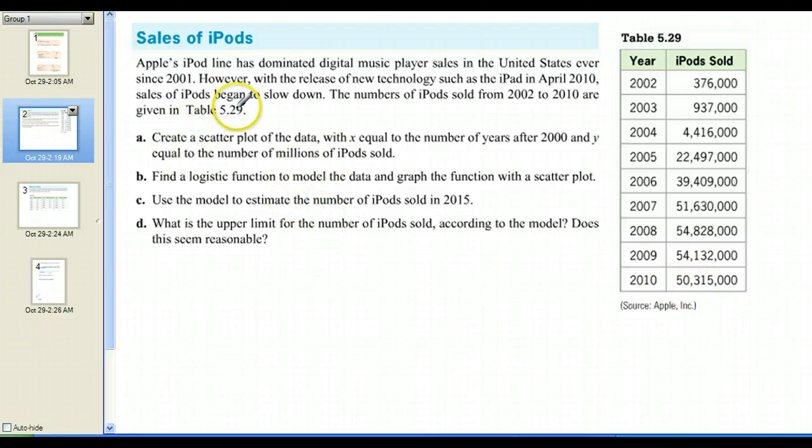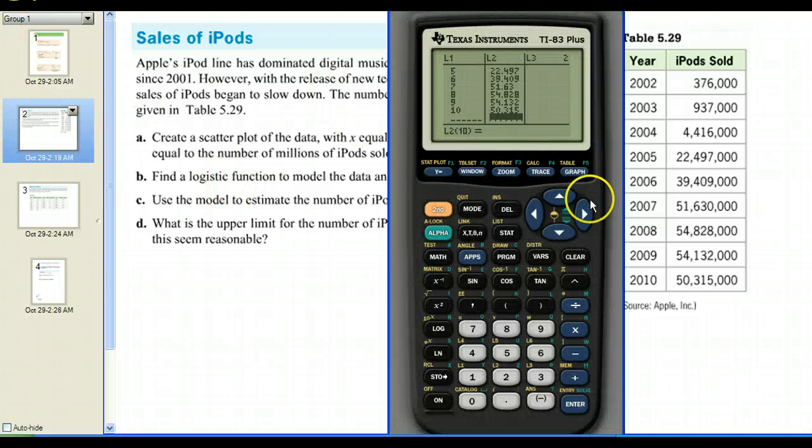Alright, so what we want to do in this problem is take this data set, make a scatter plot, and find a logistic model for the data. So just like we've been doing, we're going to throw this data into our calculator using the stat menu, and then we're going to run regression, but we're going to use logistic regression. Alright, I've got the data all in here now.